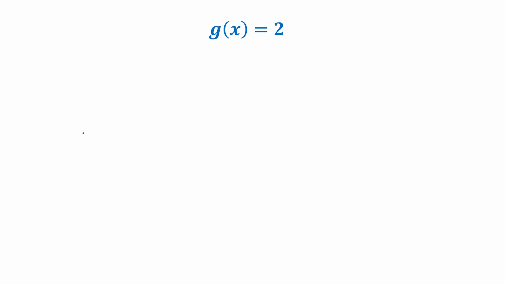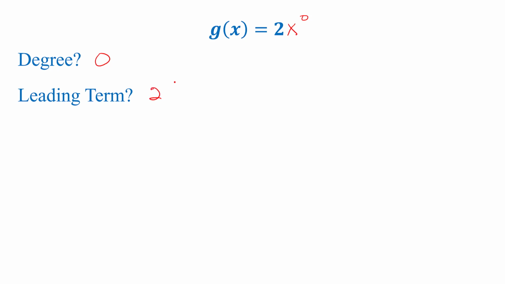Now, g of x equals 2. Well, this doesn't look like polynomials that we're used to, but it is indeed a polynomial. If you think of this as being 2 times x raised to the power of 0, then the degree would be 0. The leading term, there's only one term, and that would happen to be 2, so 2 is the leading term. The leading coefficient, again, we can think of as being 2.